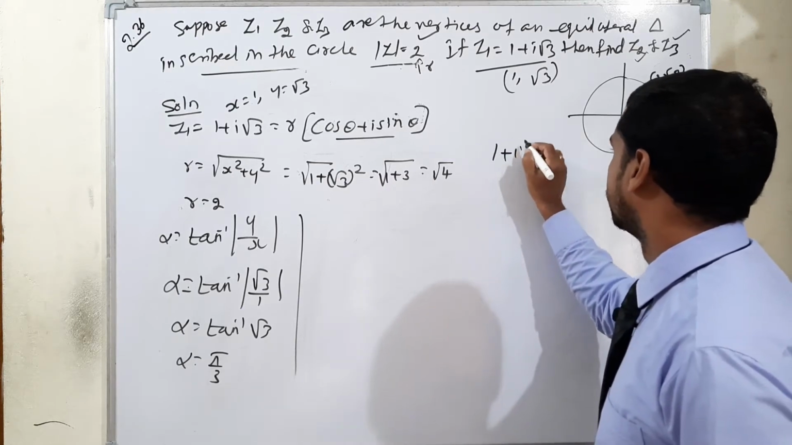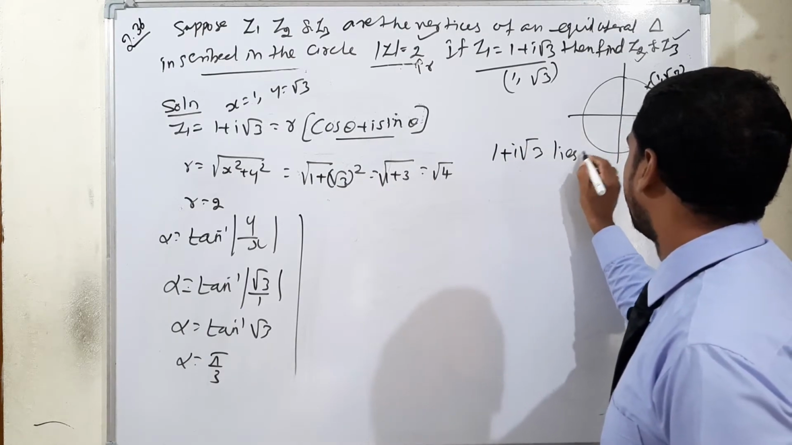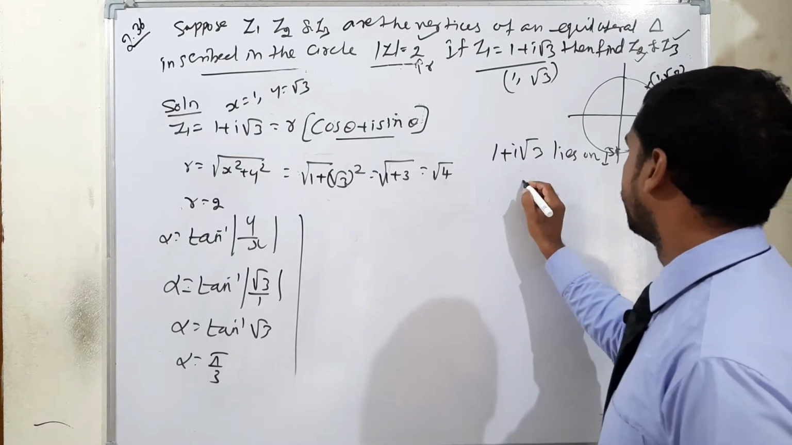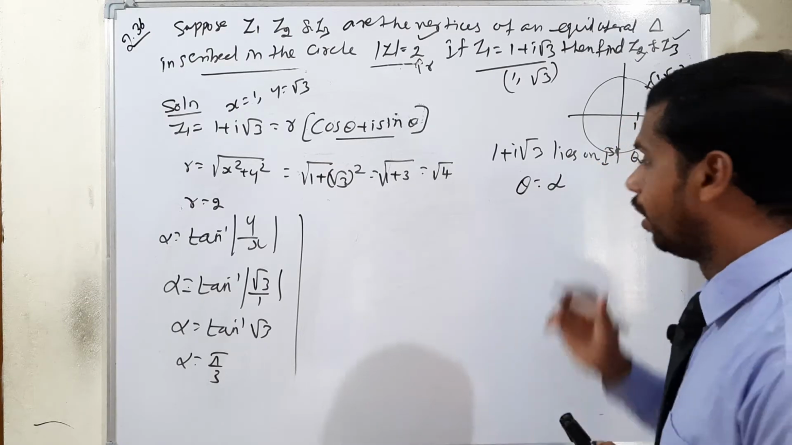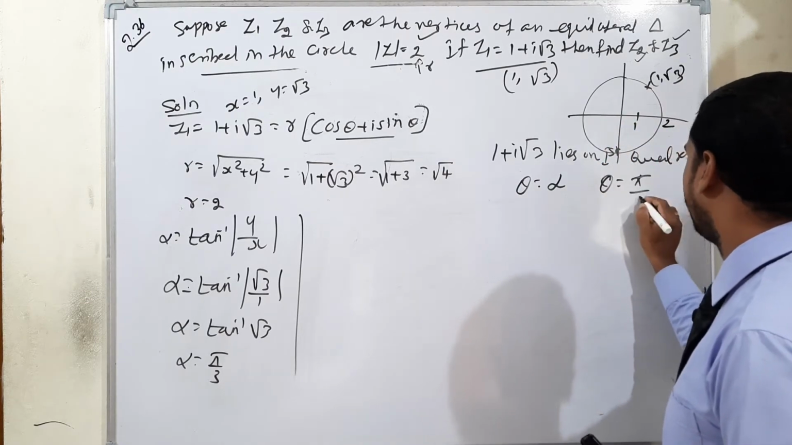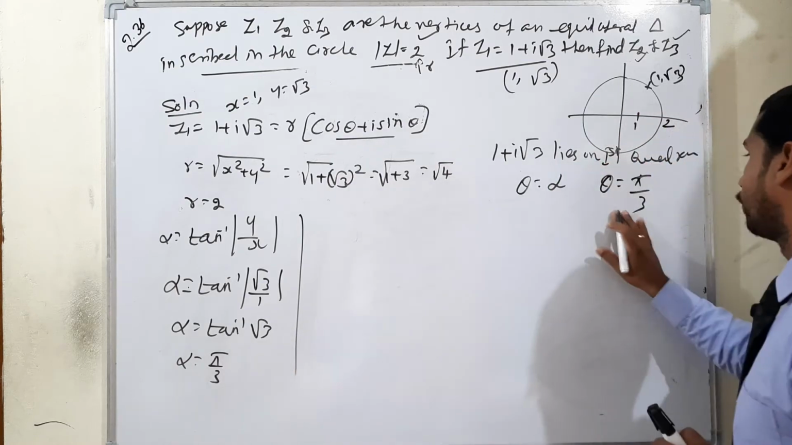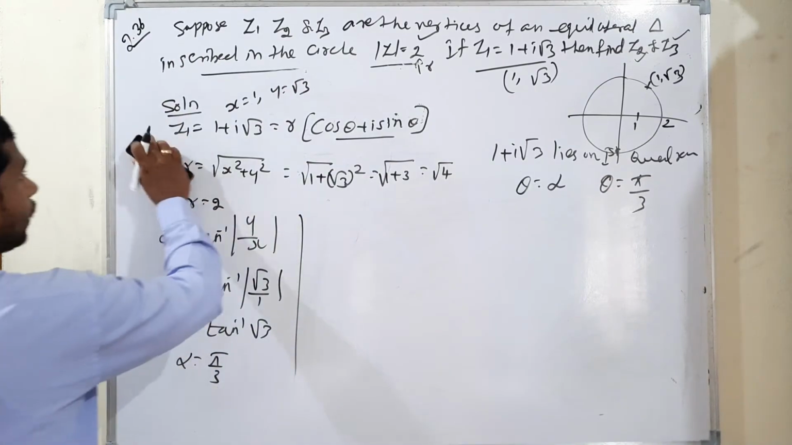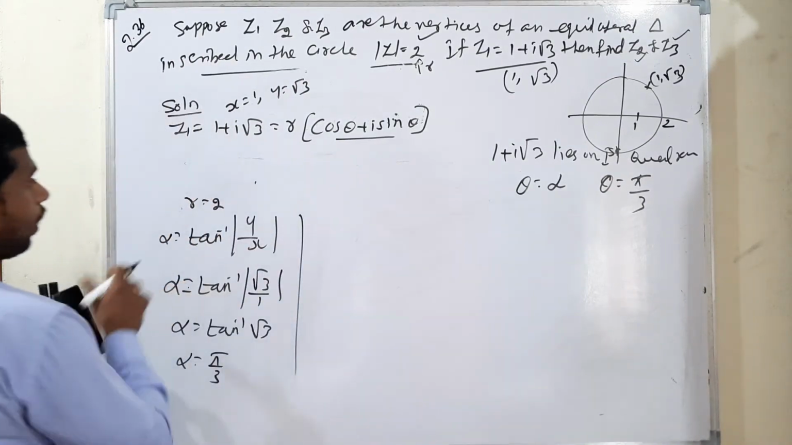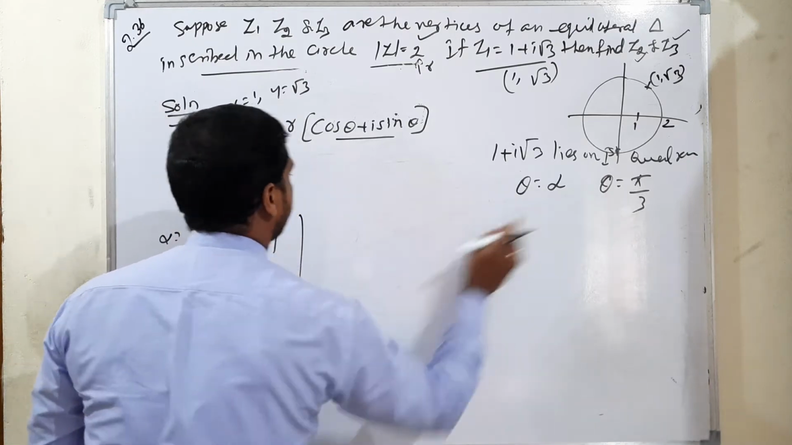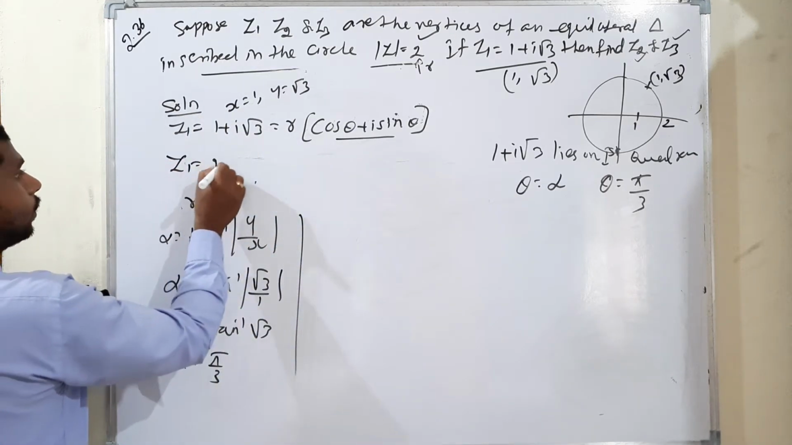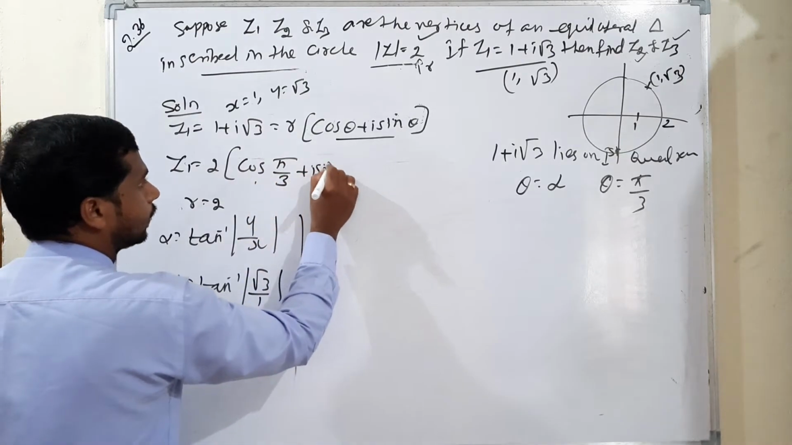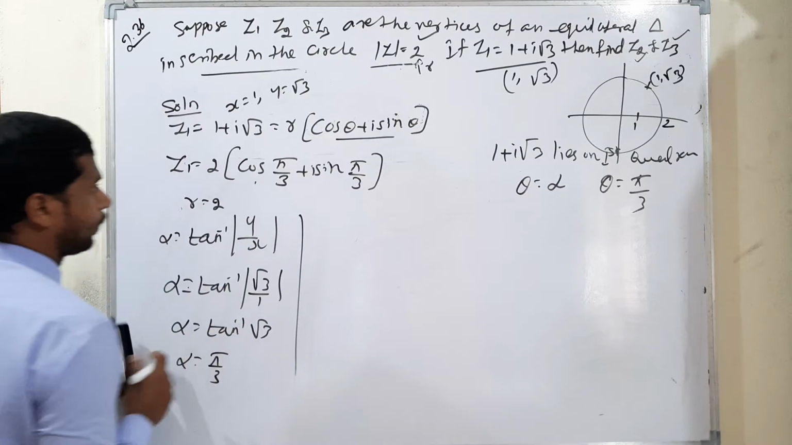So, 1 plus i root 3 lies in the first quadrant, which means definitely theta is equal to alpha. Theta is equal to alpha, and we already found the alpha value pi by 3. Therefore, theta is equal to pi by 3. Now, just equating with the original condition, r value is 2, theta value is pi by 3. Therefore, Z1 is equal to 2 into cos pi by 3 plus i sin pi by 3. Okay, the first condition is clear.